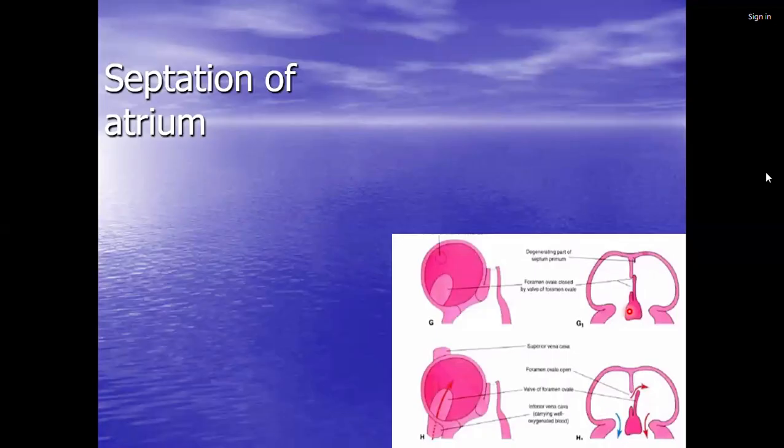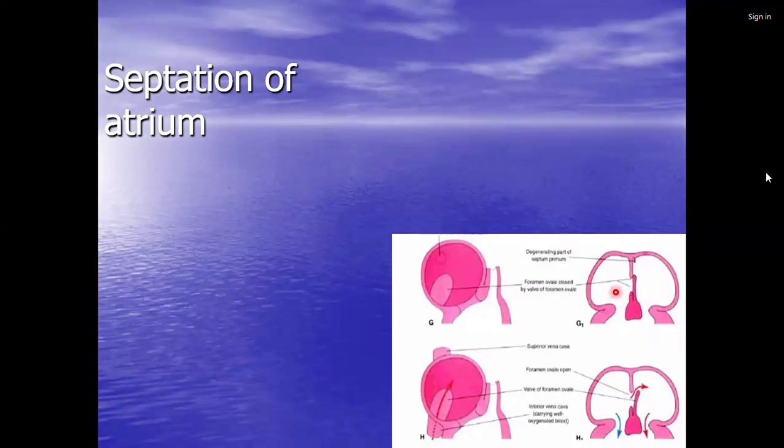Neural crest cells migrating into this area and proliferating below the endothelium and bulge into the lumen. So these cells then constitute what would now divide the atria and the ventricles, but we're going to look at that later on.